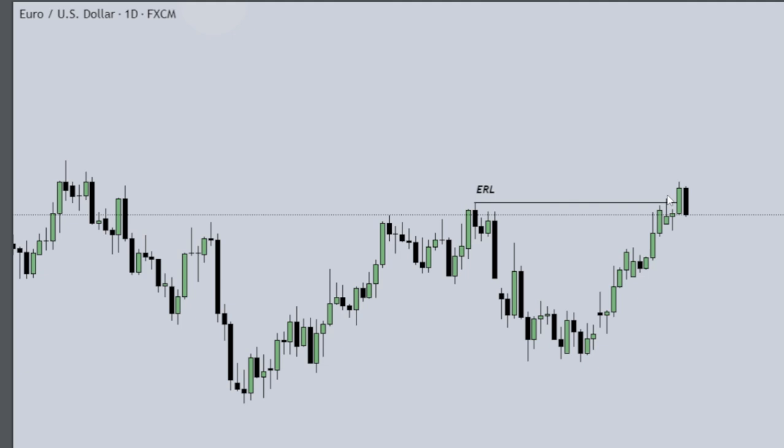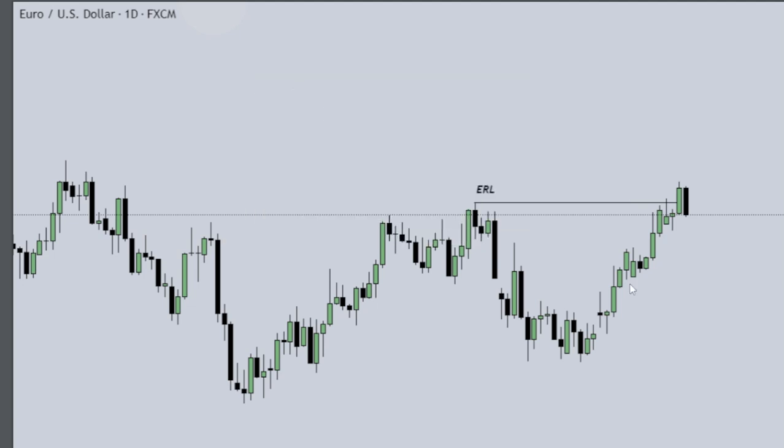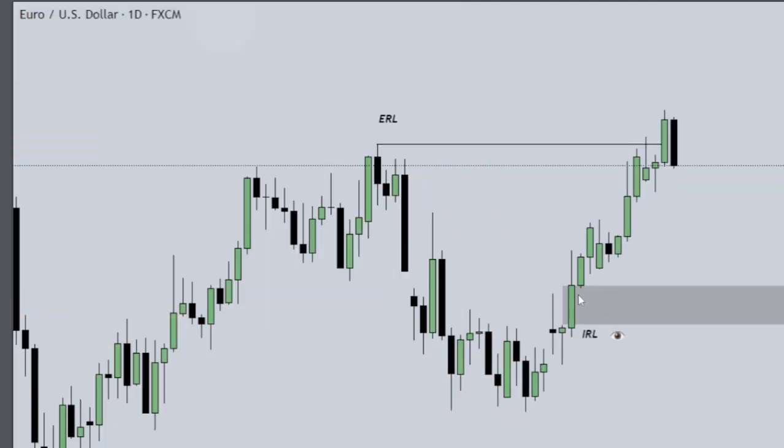Market took out this external range liquidity. Now our next draw is this internal range liquidity. You can see here, we also have internal range liquidity here, but it is not in the discount zone. If you have not watched the first video, then go and watch that, premium and discount zone. We are looking for the fair value gap in the discount zone, and here we have it. So this is our internal range liquidity. We are expecting that market will take this internal range liquidity and then we'll look for external range liquidity.